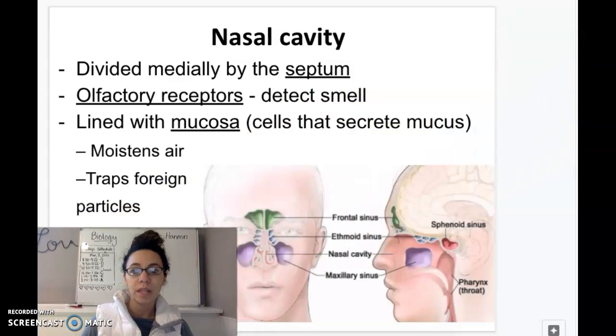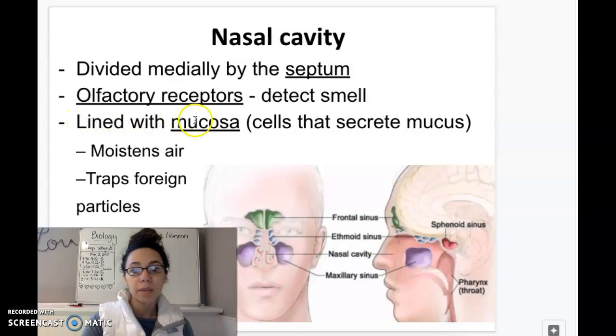So let's start with the nasal cavity. So the nasal cavity is divided medially, so down the middle, by a septum, right? Like that middle part right there. We've got olfactory receptors, which detect smell. So these are part of the nervous system.